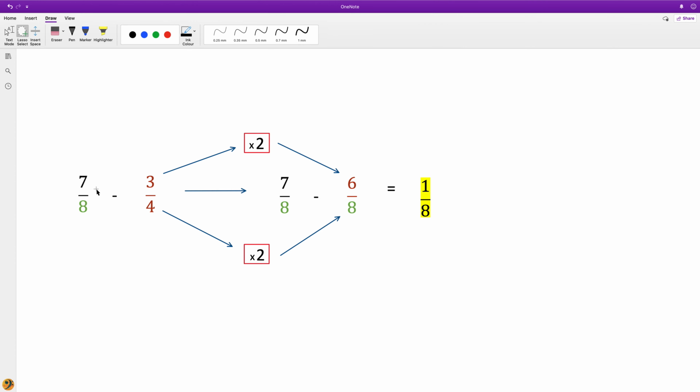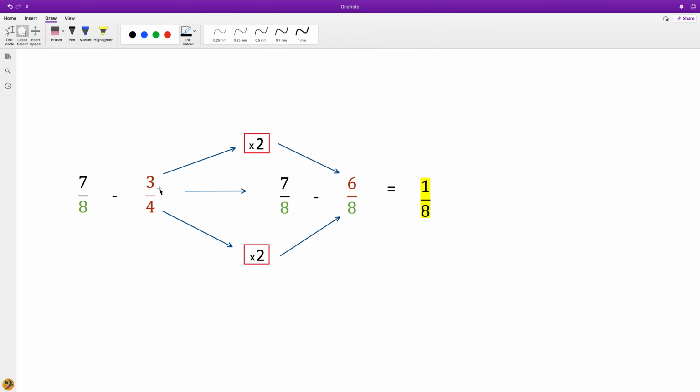Once again, our expression here is 7/8 minus 3/4. What we're trying to achieve here, once again, is common denominators. We know we can turn both into 8. Now this one, 7/8, we don't have to do anything to, because its denominator already is 8. So we just write that out again here. It's 7/8, that doesn't change.